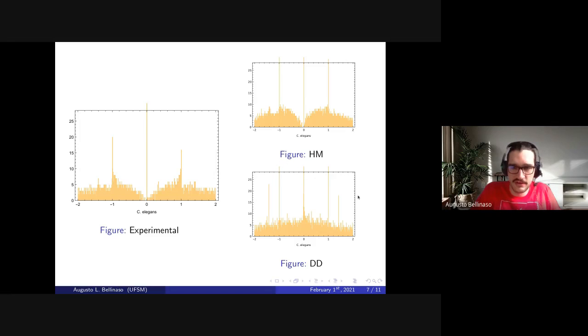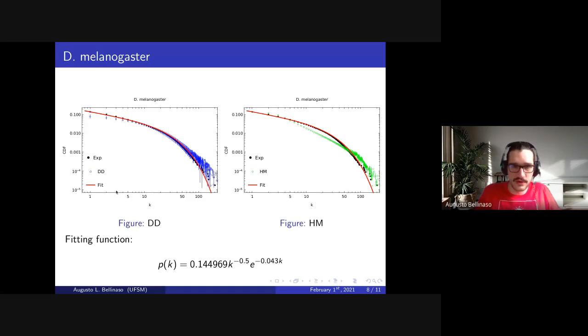From the duplication divergence model, it has the degeneracies expected from the network, but it doesn't have the gap and this characteristic shape. And from the hybrid model, we can reproduce almost the same topology and the same spectrum as the experimental network. And here's another organism, the melanogaster.